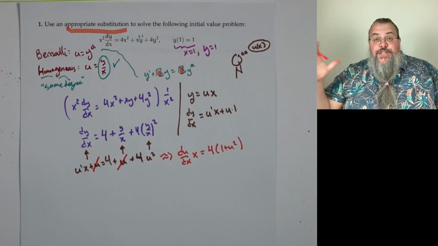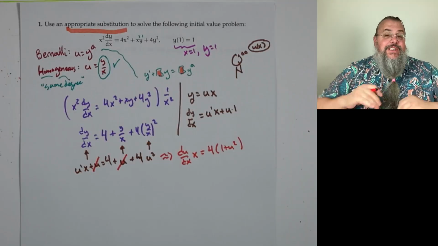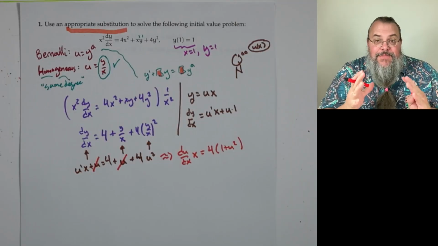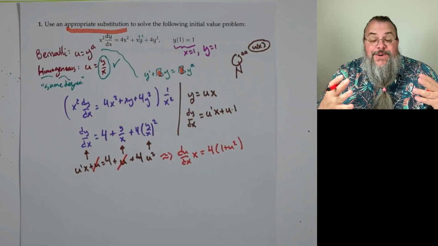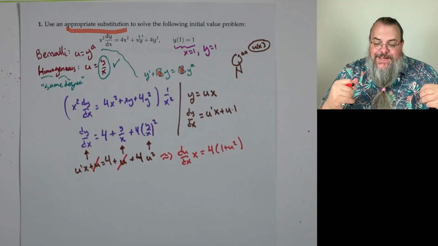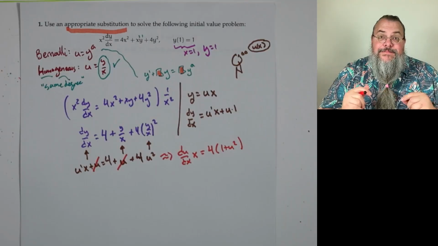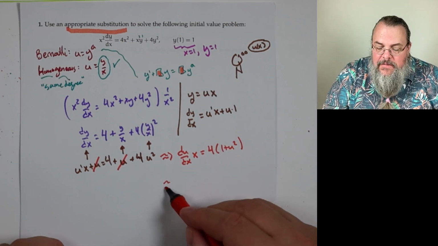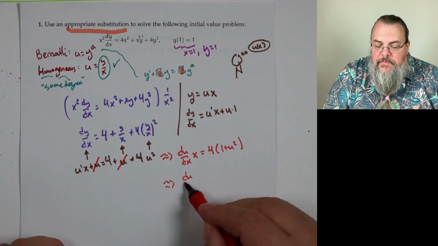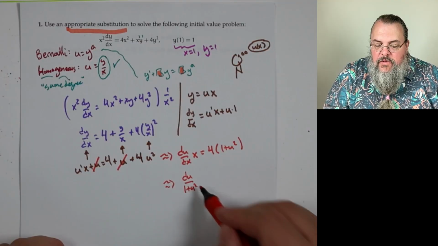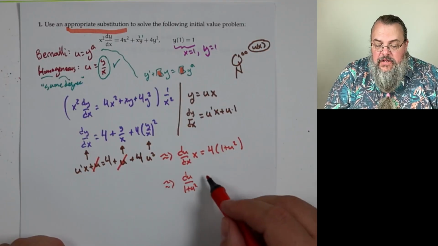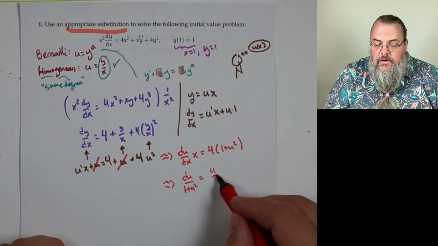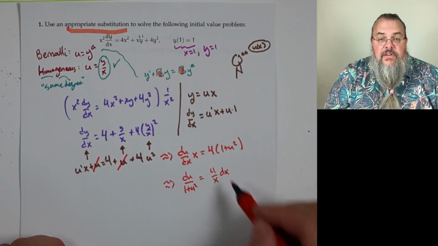And homogeneous, if we encounter homogeneous 100% of the time, I like those odds, by the way. It's going to be separable. So we're going to put the u's on one side. So this becomes du over 1 plus u squared is equal to 4 over x dx.